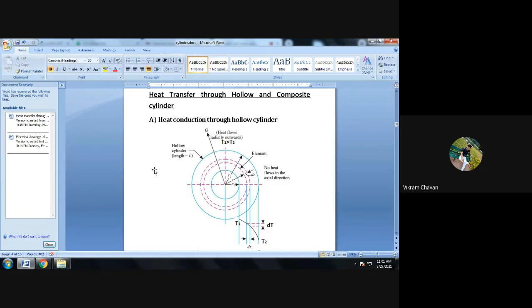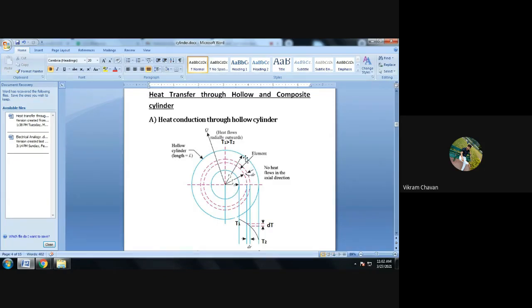Okay, so in the last lecture, we started the discussion on heat transfer through hollow and composite cylinders. In the first case, we took heat conduction through a hollow cylinder. A hollow cylinder means there is only one cylinder, made up of a single material only. In that case, we discussed that the cylinder has two radii: R1 is the internal radius and R2 is the external radius.